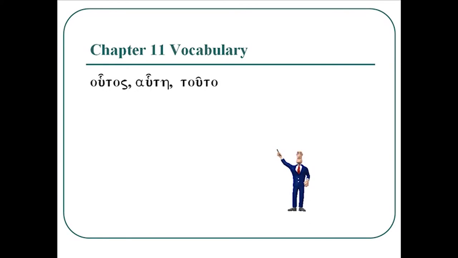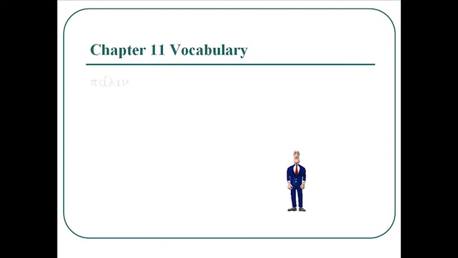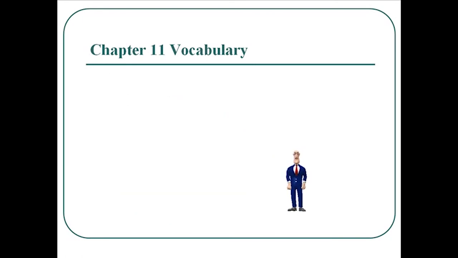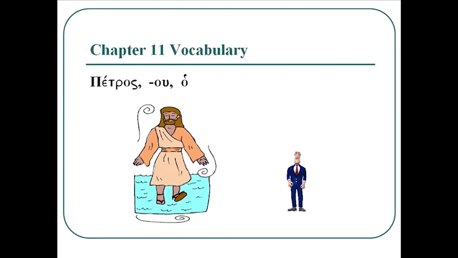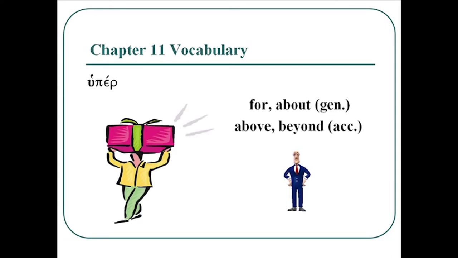Our seventh word is houtos, haute, touto, and it means this. Our eighth word is palin, and it means again. Our ninth word is Petros, and it means Peter. Our tenth word is huper, and it's a preposition meaning for or about in the genitive, or above and beyond in the accusative.